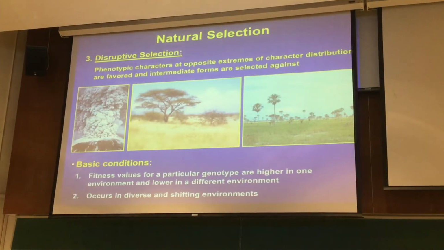Okay? So what are the basic conditions for this? It's disruptive for, the name actually means something. Typically it means that the environment is changing rapidly or significantly in some way, biologically, chemically, or physically. It typically occurs in environments that are shifting around a lot, and the fitness for a particular genotype is higher on one side, that side, but not the middle. Okay, this side and that side, not the middle. And it changes with a given environment.